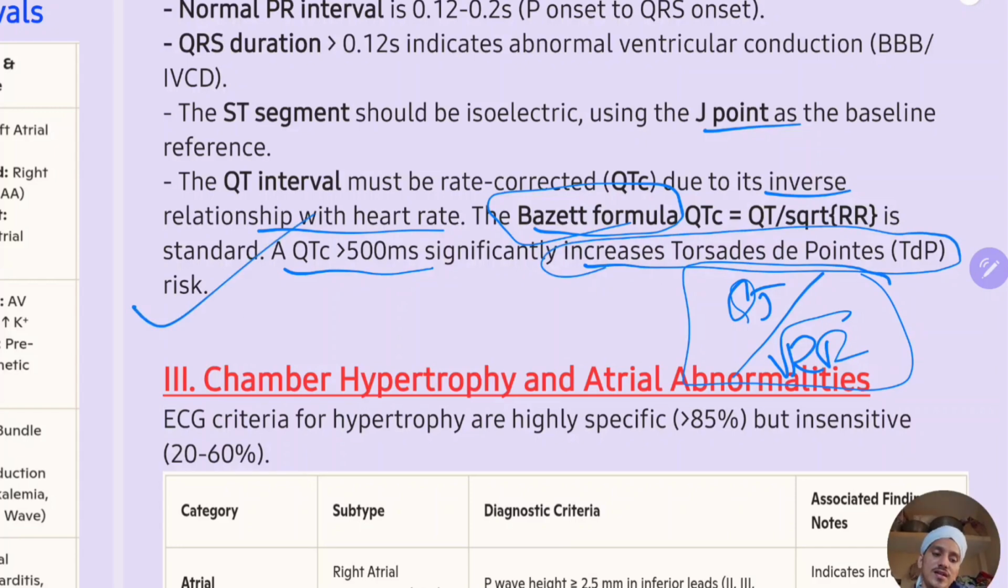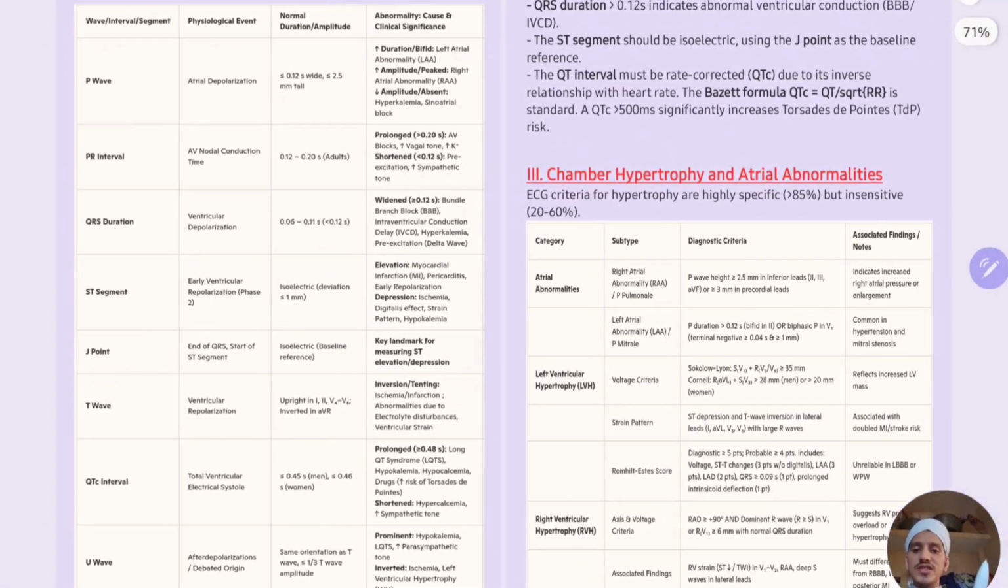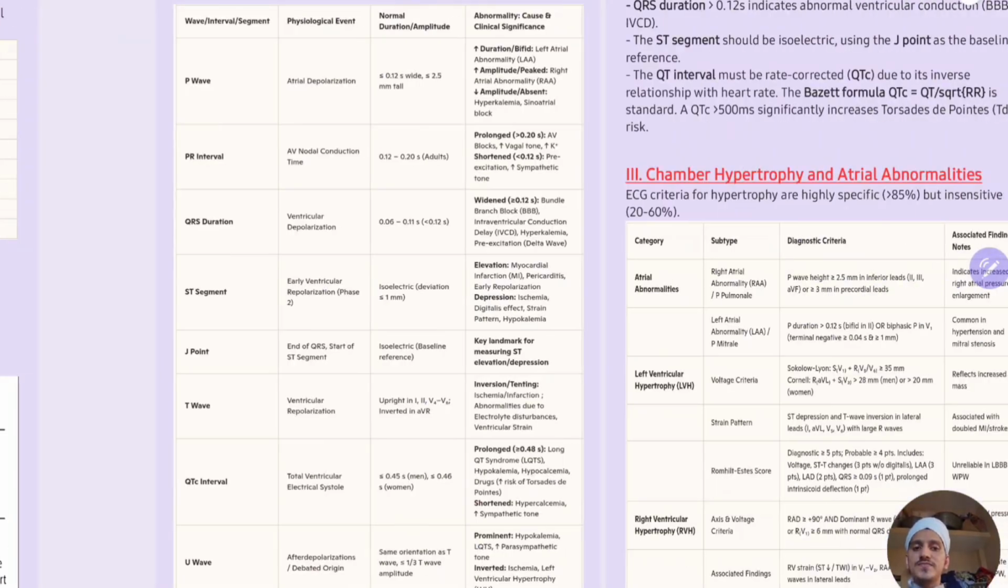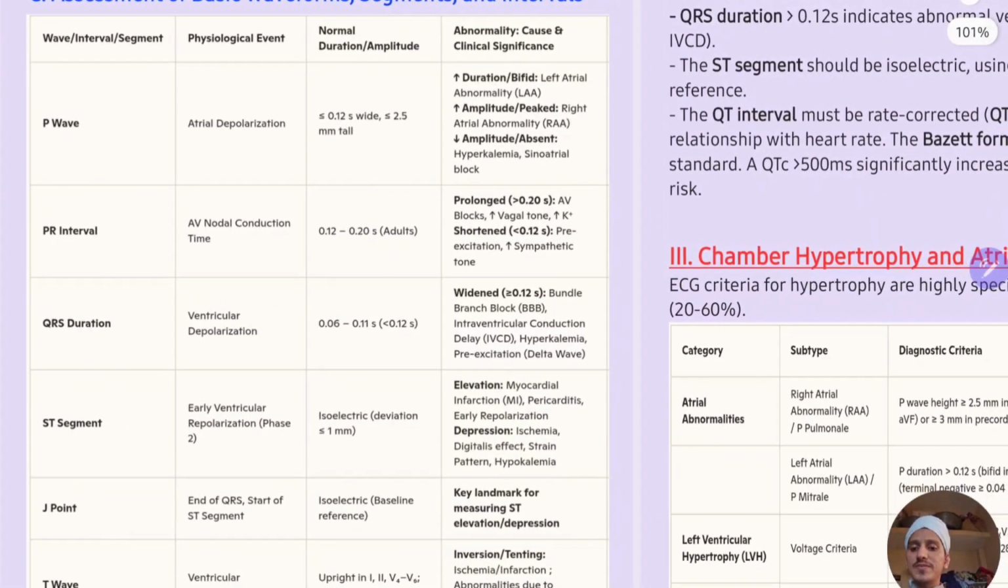So I think this is enough for today. First, we will summarize what we have learned in this video. We have learned how to assess the rate in regular and irregular rhythm. And for rhythm, we have two things: irregular or regular rhythm, and then whether it is sinus or non-sinus. Then we have learned how to determine the axis. Then we have discussed the different waveforms, segments and intervals.